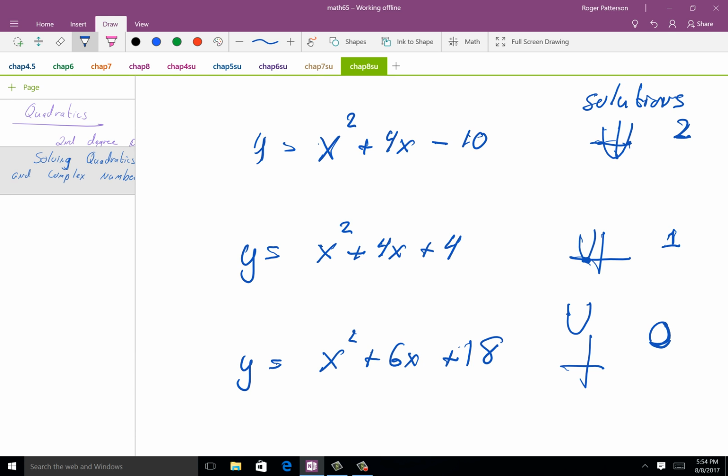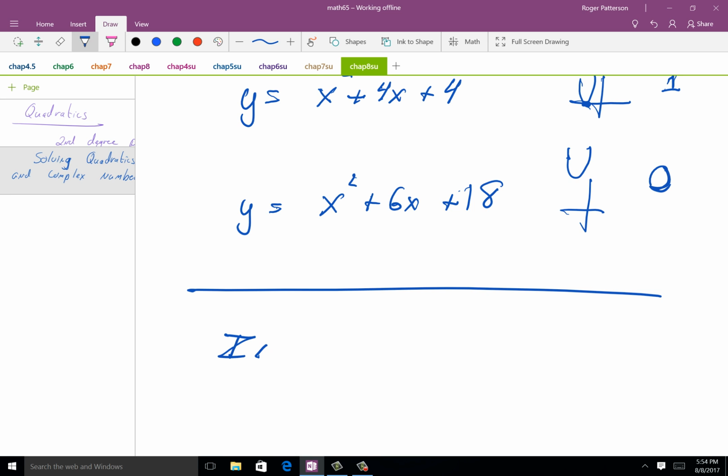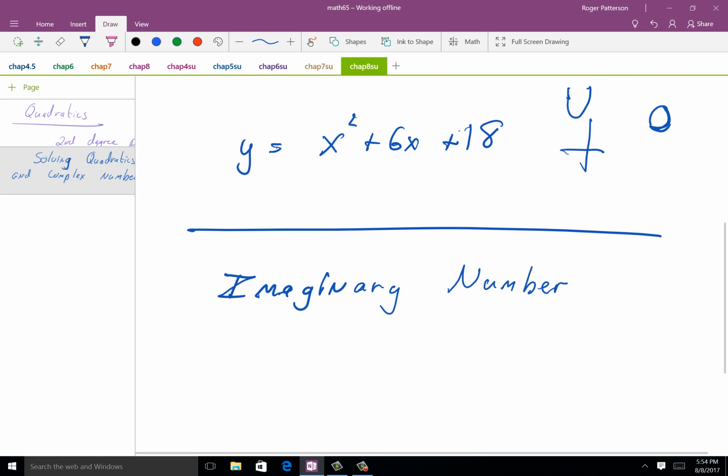Mathematicians get bothered when something doesn't work out, so they have to try to figure out a way to fix that. Since this doesn't have any real solutions, they said, hey, we need to come up with something to fix that. So they did. What they did is they came up with something called an imaginary number. The imaginary number is symbolized by an i, and it's equal to the square root of negative 1.